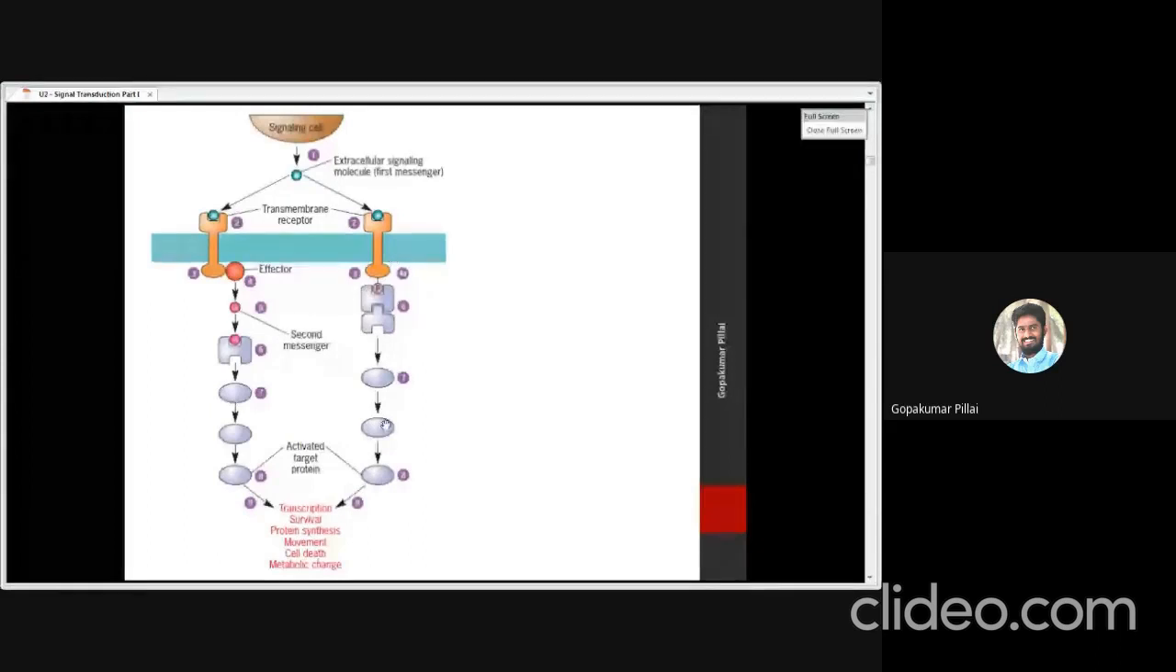So here, basically, when you have the extracellular molecule, when it binds to the receptor on the extracellular domain, the receptor gets activated because of a conformational change.